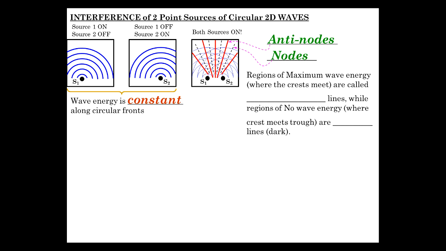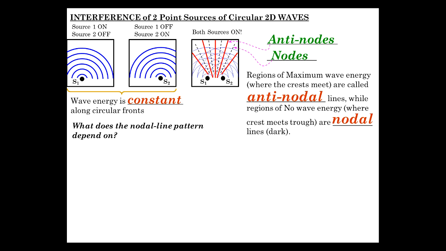So regions of maximum wave energy, they're called antinodal lines. You just see a line along here of antinodes. No wave energy, nodal lines. They tend to be darker. So hopefully I can illustrate that for you, but hopefully the basic idea makes sense here.